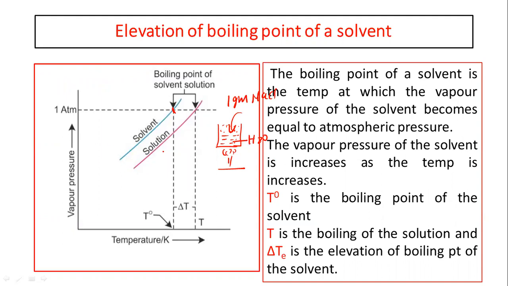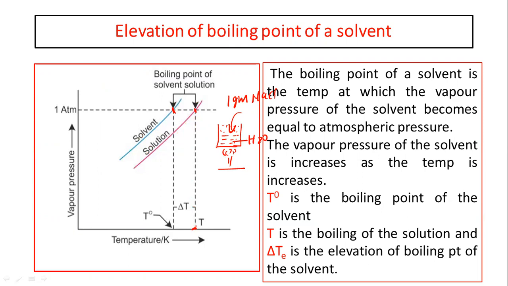So let us see the solution. For the solution also, as we increase the temperature, vapor pressure will increase, up to the atmospheric pressure, and the corresponding temperature is T here. So for the solution, the boiling point is higher as compared to the solvent.